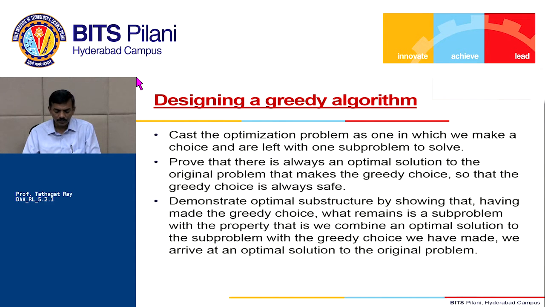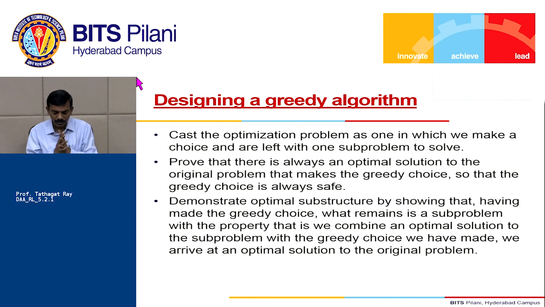Then the last one you should demonstrate is the optimal substructure property by showing that having made the greedy choice, what remains is a sub problem with the property that we combine an optimal solution to the sub problem with the greedy choice we have made and we arrive at an optimal solution to the original problem.